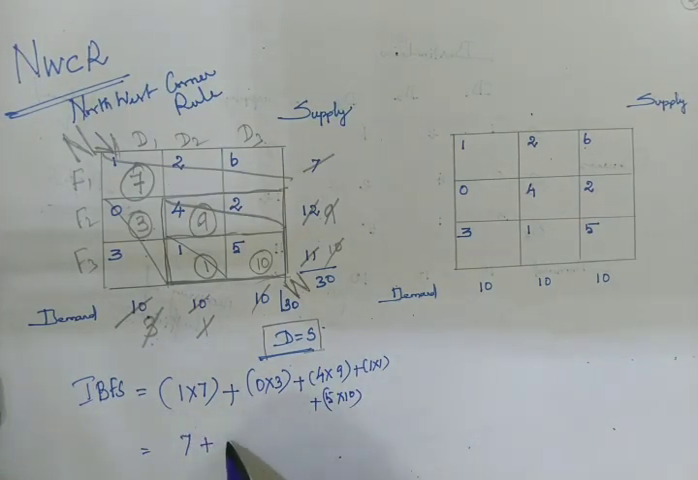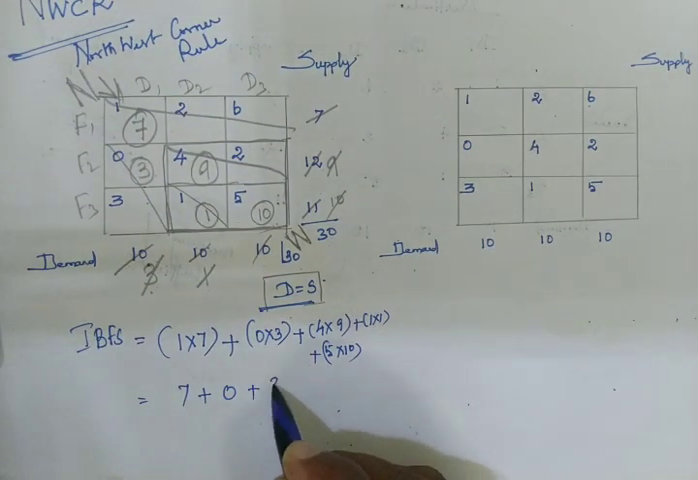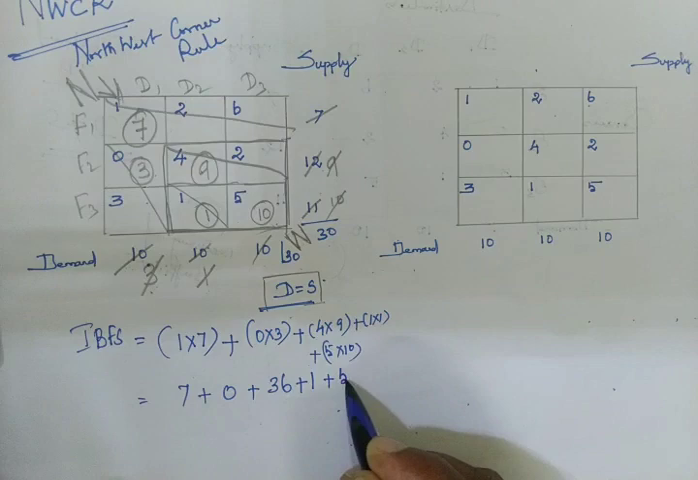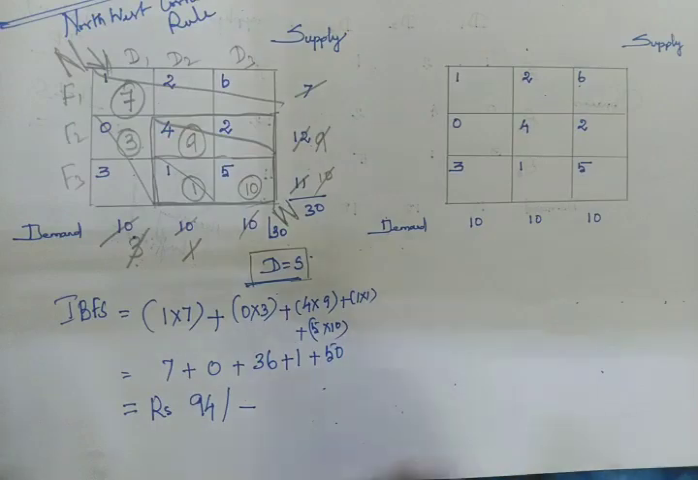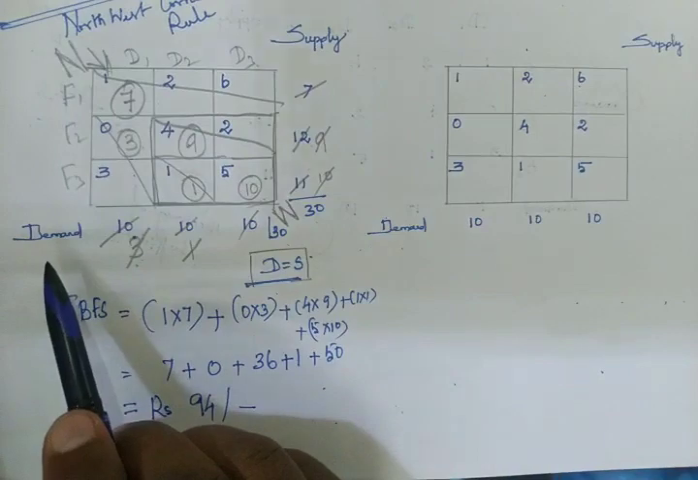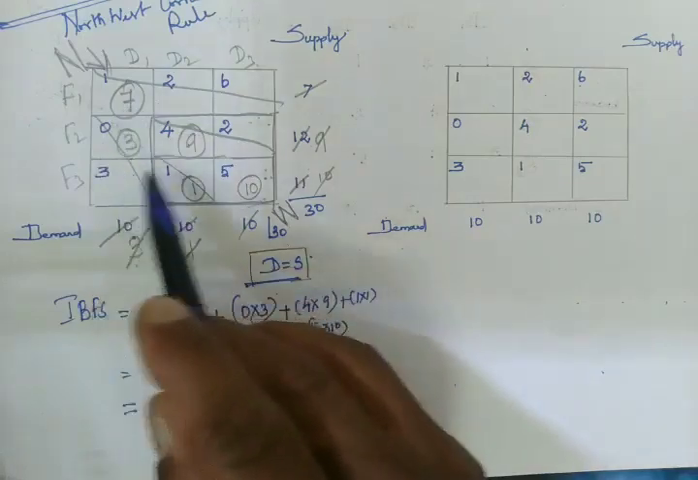7. 0. 36. 1 plus 50. Add all the values. 50 plus 36, 86, 87 and 7. 94. So you are going to spend, you have to spend minimum of 94 rupees to supply the goods by using the northwest corner rule from the factory to the destination's place.